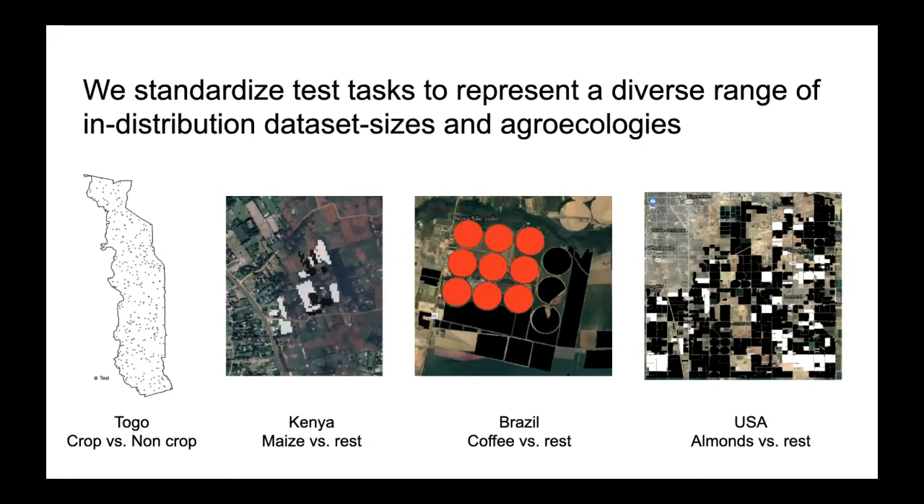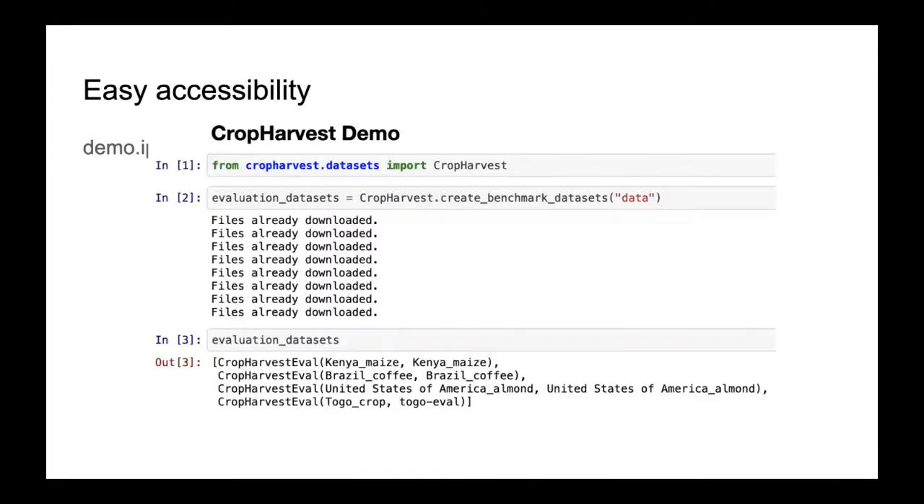One way we tried to handle this is in the CropHarvest dataset by introducing 4 test tasks, covering a range of in-distribution dataset sizes and agroecologies. As I mentioned before, an important goal was to lower the barriers of accessibility to start using this data. So here's some code to load the test tasks I just described. The second cell creates all the tasks. In addition, it automatically downloads the data, so you don't need to think about where it's hosted, which is Zenodo, or the format it's hosted in, which is GeoJSON and TIFF tiles.